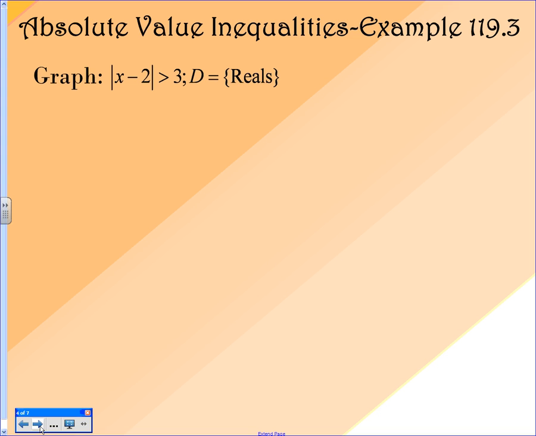Let's look at another one. Same concept, right? They'll do it both ways. It means the same thing. If you think you can do this one by yourself, go for it.